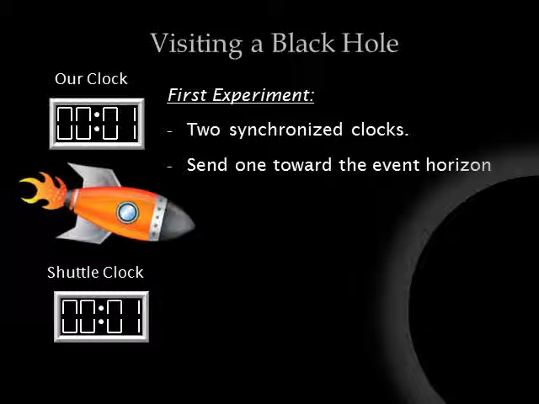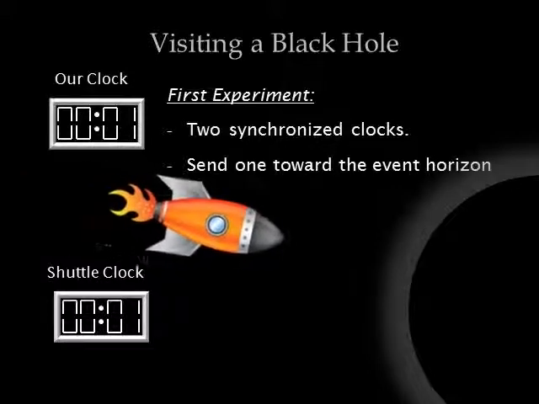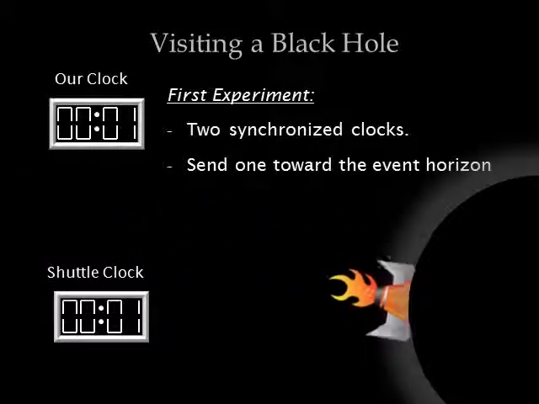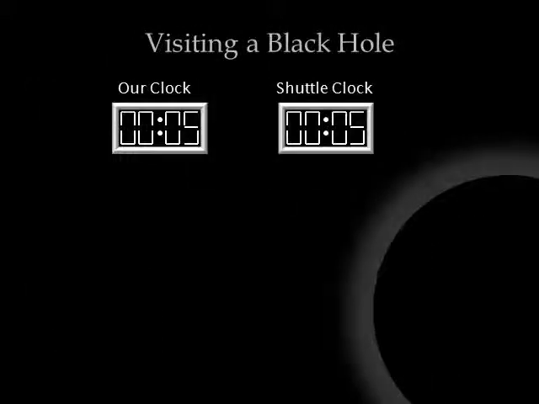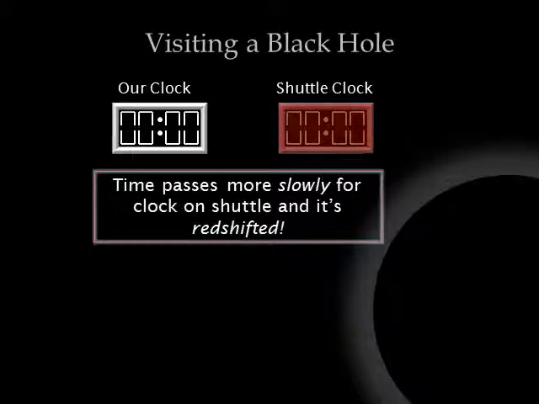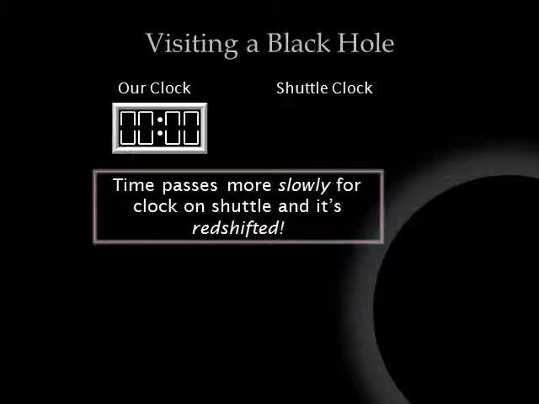To see how the gravity of a black hole affects time, we'll take 2 synchronized clocks from our spaceship and send one toward the event horizon of the black hole on a small shuttle. We'll see that something strange happens to the clock that is traveling toward the black hole. If we watch the clock as it moves toward the black hole, we find that it runs more slowly than our ship clock. Also, it turns red. Eventually, it's redshifted so much that we can't see it at all.